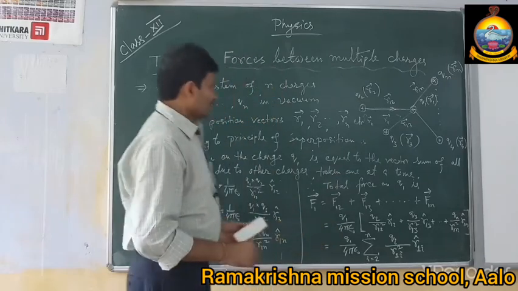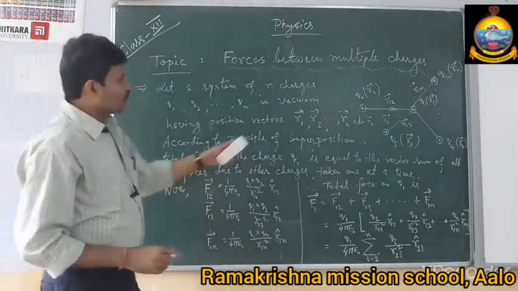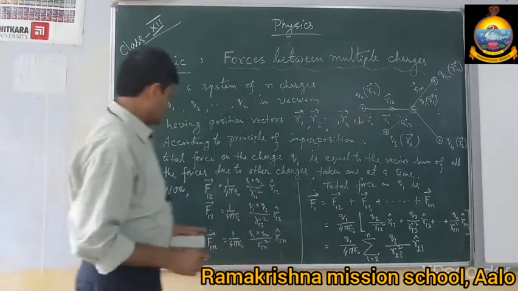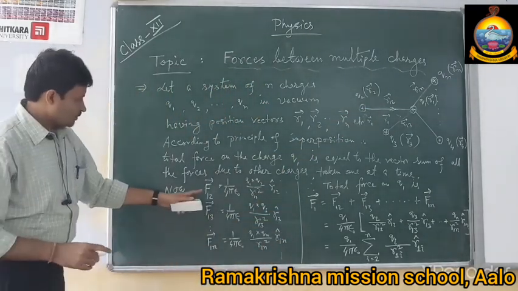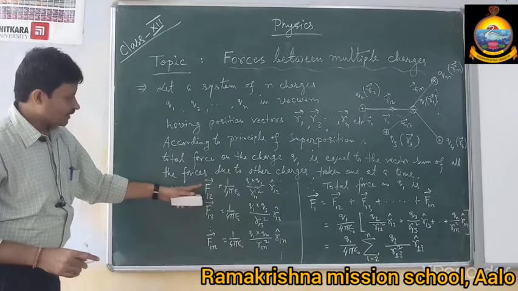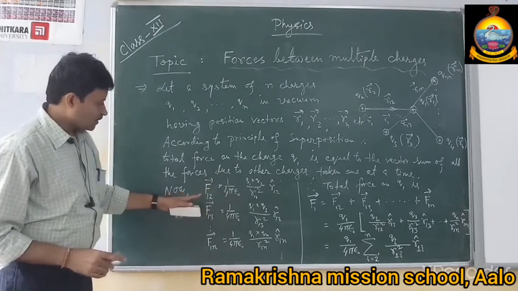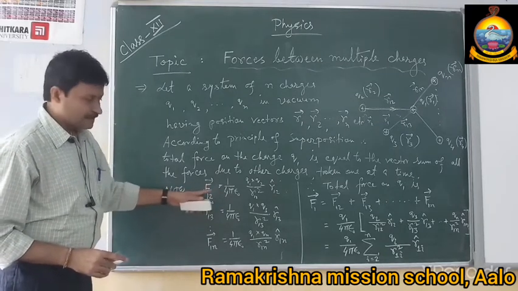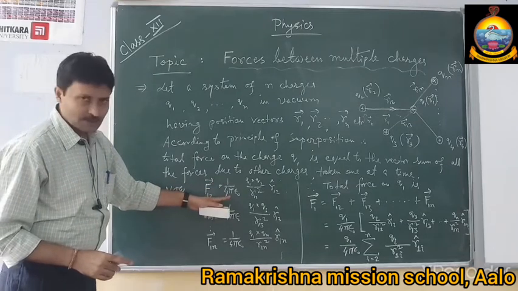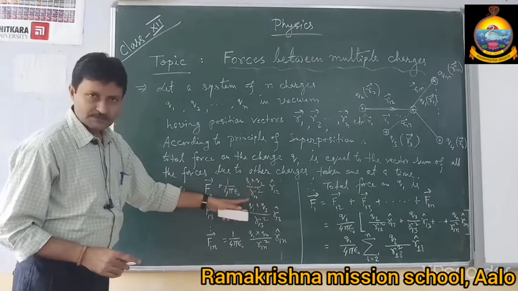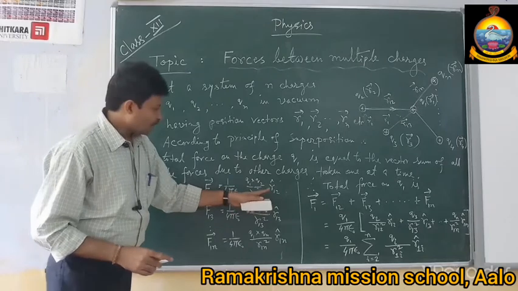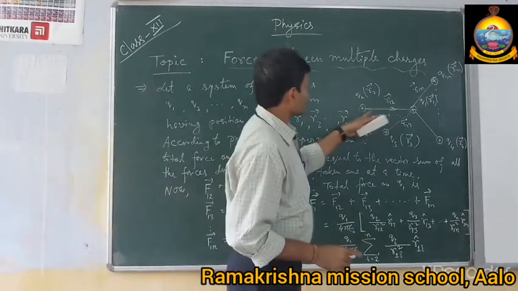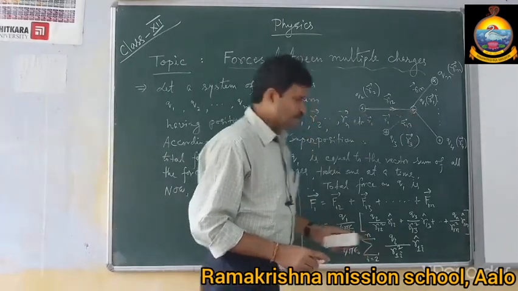Now let us see one by one the force on q1 by q2. From Coulomb's law we can write F12 vector, the force on q1 by q2, is equal to 1 by 4 pi epsilon naught q1 into q2 by r12 square into r12 cap, where r12 cap is the direction from q2 to q1, it is a unit vector.